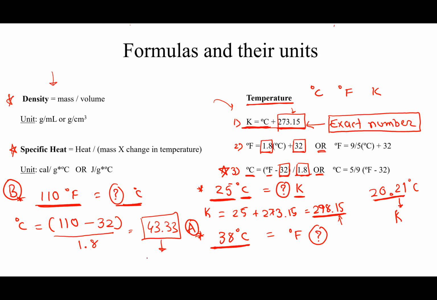Okay, then if you want to write it down with the correct number of significant figures, your answer should be 43.3. This is your answer. All right, why? Because I told you 32 is considered an exact number, and 1.8 is considered an exact number because these are constant values. So your final answer must have as many significant figures as you have in the question. The question has three significant figures, so it should have three significant figures in your answer as well.